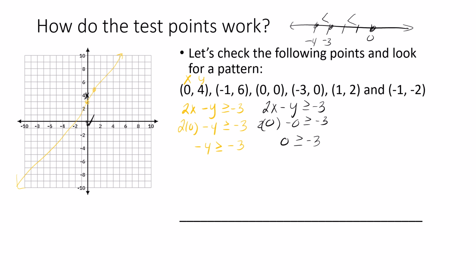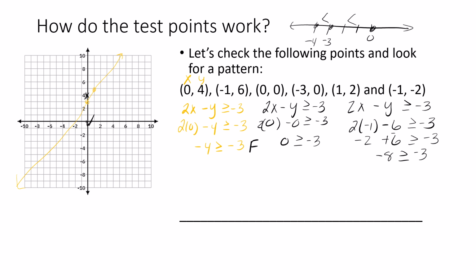Moving on to the next one. Oh, I skipped over -1, 6. So let's go ahead and do that one. 2x minus y is greater than or equal to -3. So this will be 2 times -1 minus 6. So this is -2 minus 6. If you were doing this not in a lesson, as soon as you see whether it's true or false, you can just move on. Remember that this is -2 plus -6. So this is -8 is greater than or equal to -3, and that is false. This one was true, this one is false. And so -1, 6 also did not work.